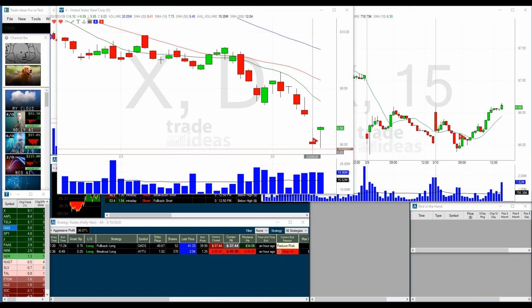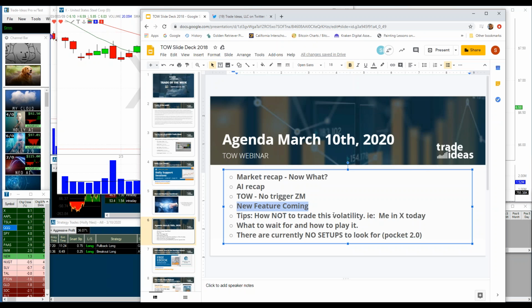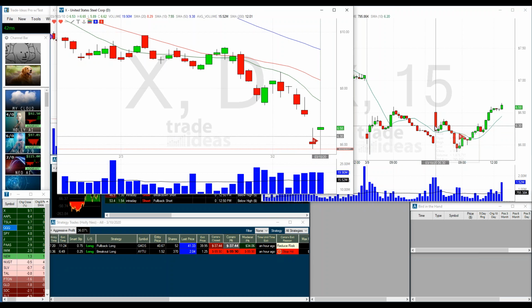So that dovetails into what I was going to say about how to not play this type of volatility. Me and X today. Don't get into too much size, the size that you would normally get into. Try not to make serious decisions in the first 15 minutes of the day. You've got to give yourself a lot of elbow room, because that's exactly what happened. The market threw a big old elbow at me and basically got me out and then laughed at me for the rest of the day. And it's not the first time it's happened. It probably won't be the last time.